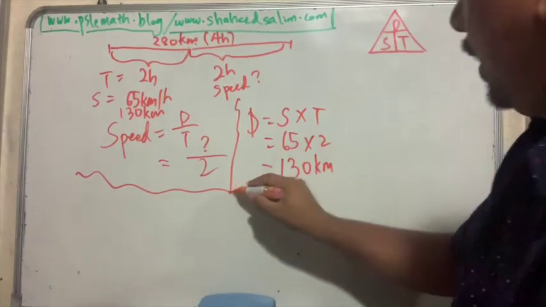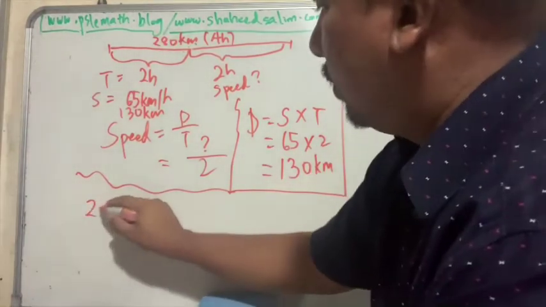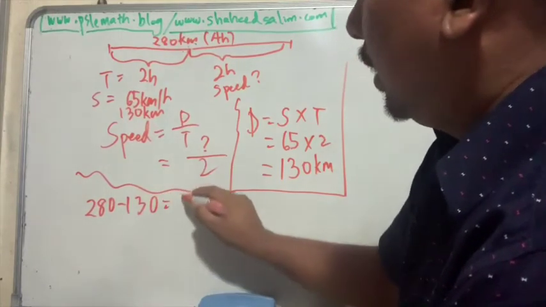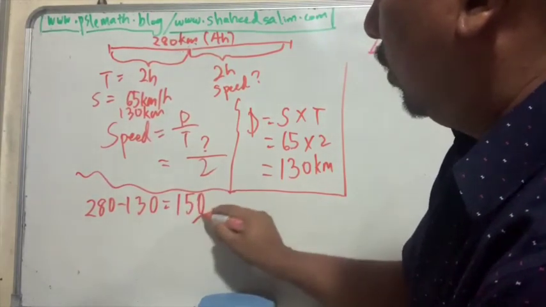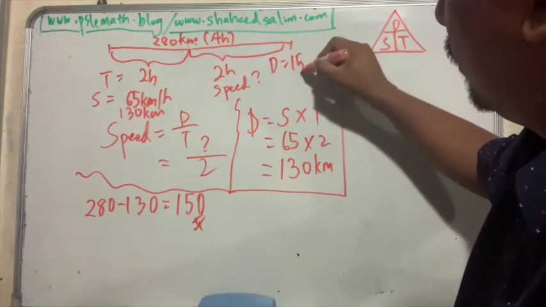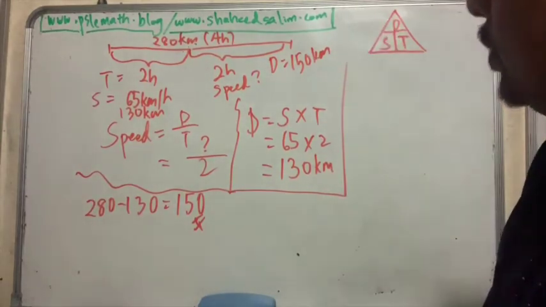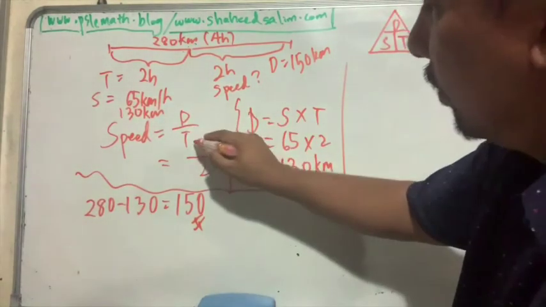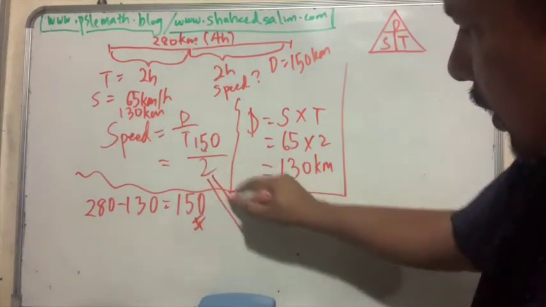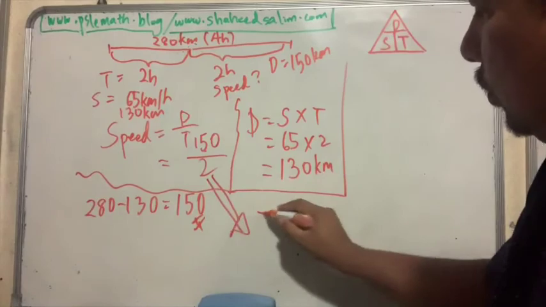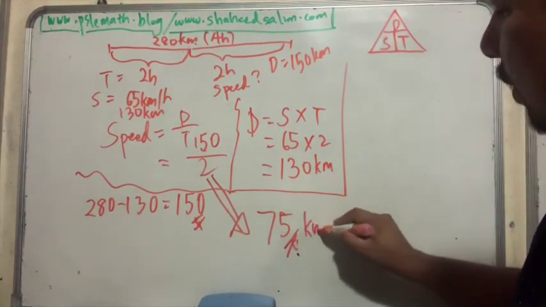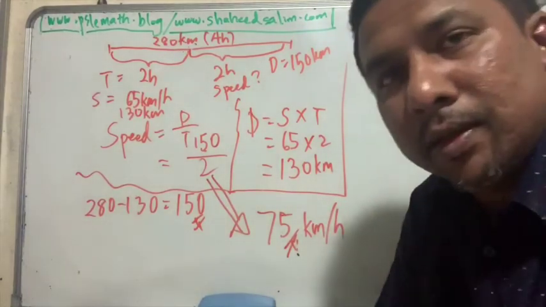So if this is 130 kilometers, what is this? Well, very simple. Take 280 minus 130 kilometers, and you get 150 kilometers. So now you know the distance here is 150 kilometers. So you can fill this up here, 150 kilometers. And we continue here, right? 150 divided by 2, you get 75. All right, so this is your answer, 75 kilometers per hour. That is your answer.